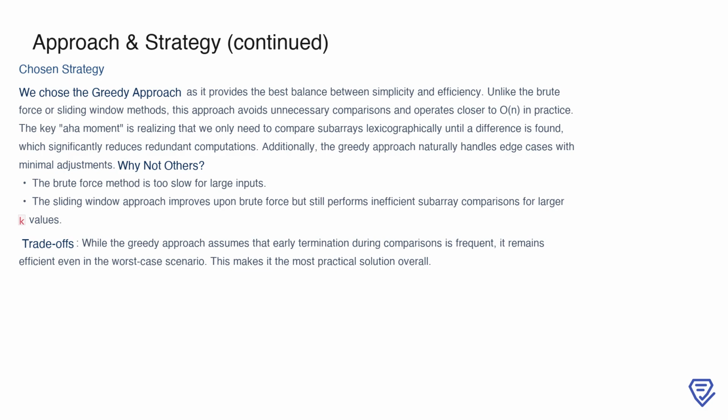We opted against the brute force method due to its prohibitive computational cost, and while the sliding window approach is an improvement, it still struggles with inefficiencies when k is large. The greedy method, on the other hand, is efficient even in the worst-case scenario and requires minimal adjustments to handle edge cases. These advantages make it the most practical and scalable solution for this problem.